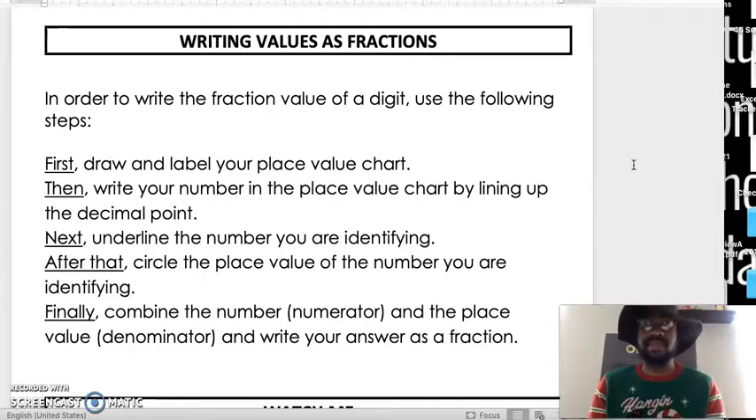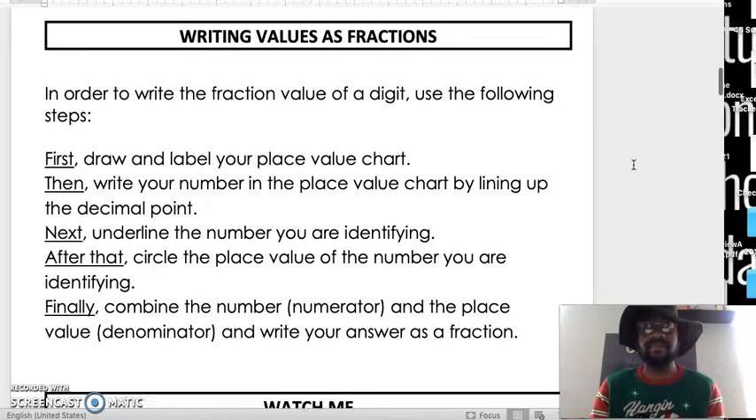So these are the steps that we're going to take. First, we're going to draw and label our place value chart. Then we're going to write the number we're looking for inside of the place value chart. We're going to underline that number, circle the place value that it's in, and then combine those two to get our fraction. When we combine, the number that we're looking at is going to serve as our numerator, and the place value, meaning is it tenths, hundredths, or thousandths, or ten thousandths, hundred thousandths, so on and so on, that will serve as the denominator because that's the place and how much it is out of.